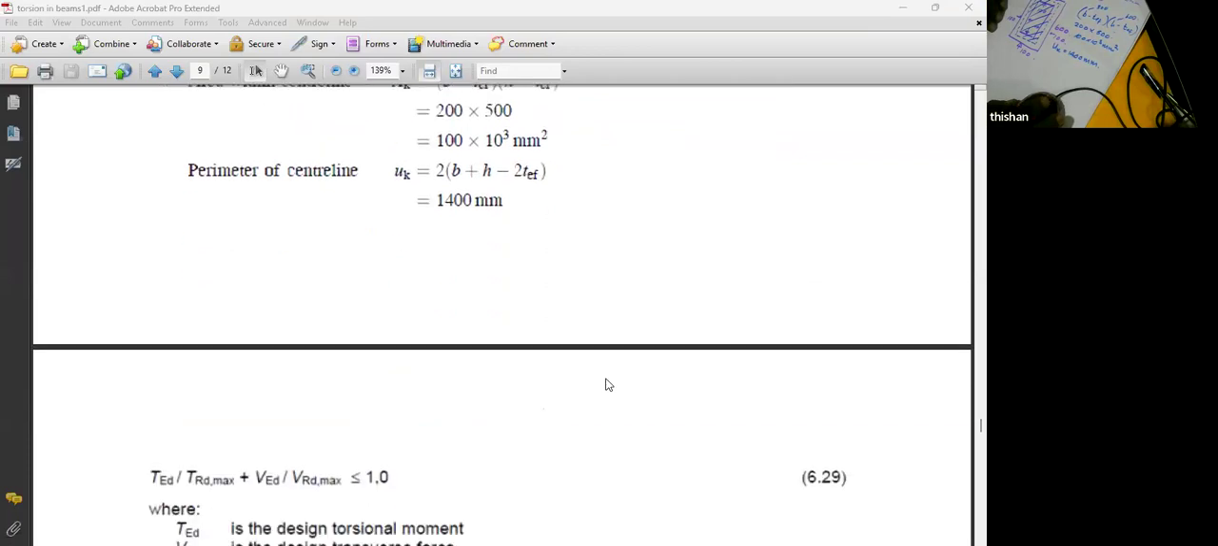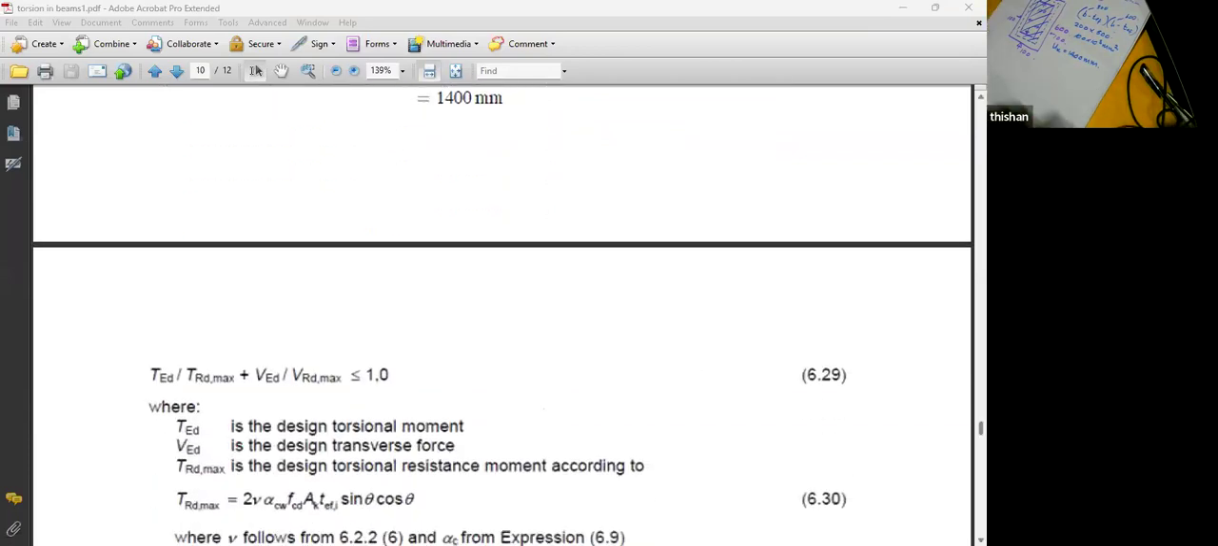Now, what is our next task? Our next task is, we have to see whether this torsion is excessive based on the shear already available. So we have to go for this equation: TED over TRD max plus VED over VRD max, and we have to make sure it's less than 1.